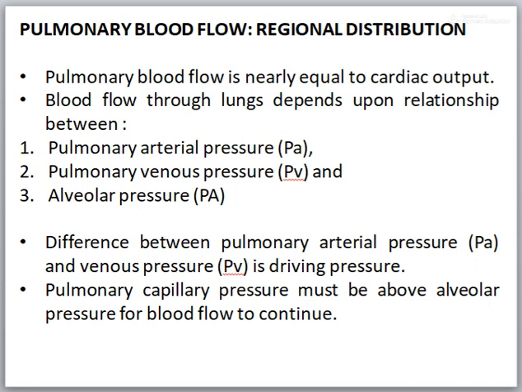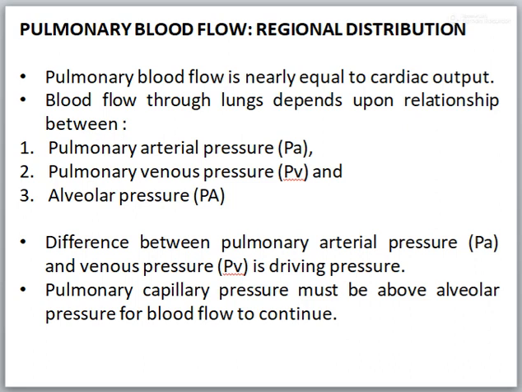Pulmonary blood flow regional distribution. Pulmonary blood flow is nearly equal to cardiac output because the right ventricle pushes the same amount of blood simultaneously into the pulmonary circulation as the left ventricle pushes in the systemic circulation.